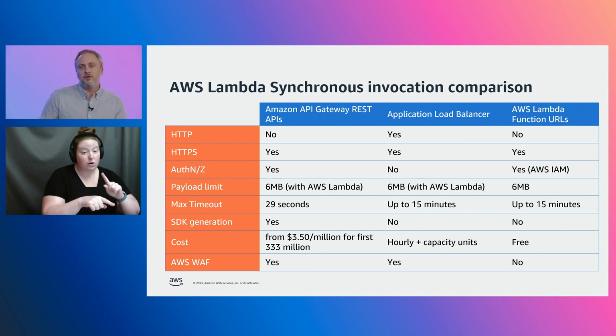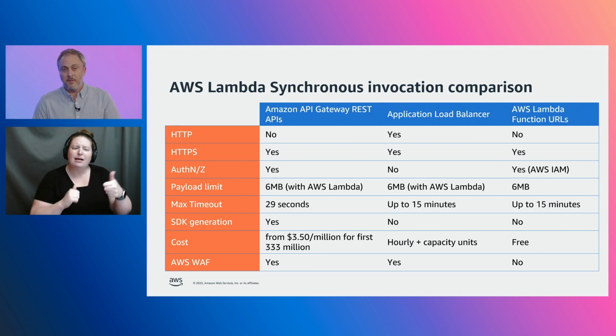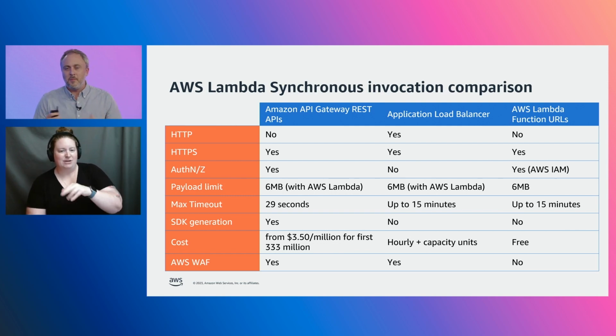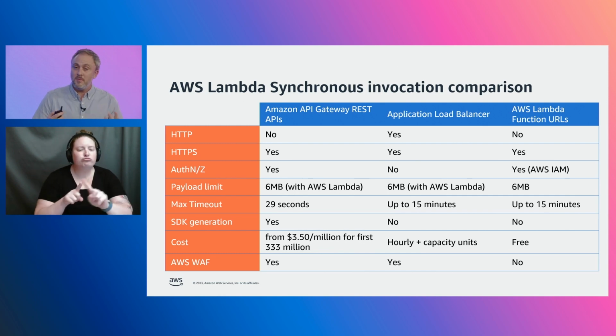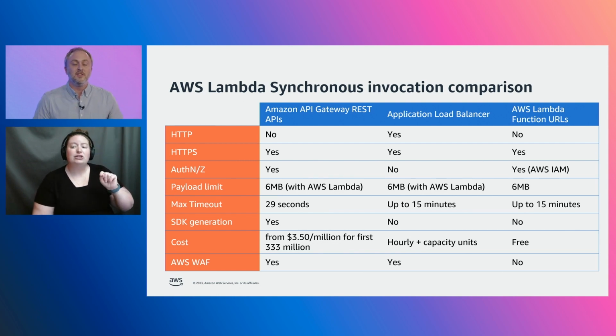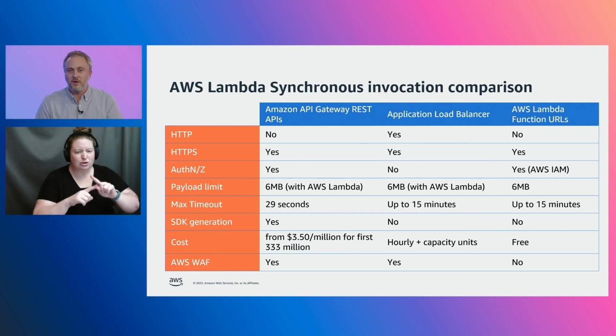And I just want to compare it to some other synchronous ways of invoking Lambda, right? So the three players I'm going to talk about here are Amazon API Gateway REST APIs, Application Load Balancer, or ALB, and my AWS Lambda function URLs. Now, there are lots of different ways and different metrics I can compare these by, but these are the ones that I think are important to me, at least, when I was building this application, right? So first of all is HTTP-based URLs, right? I can create HTTP-based URLs with Application Load Balancer, but not with REST APIs or function URLs. I can create HTTPS URLs with all three of these.